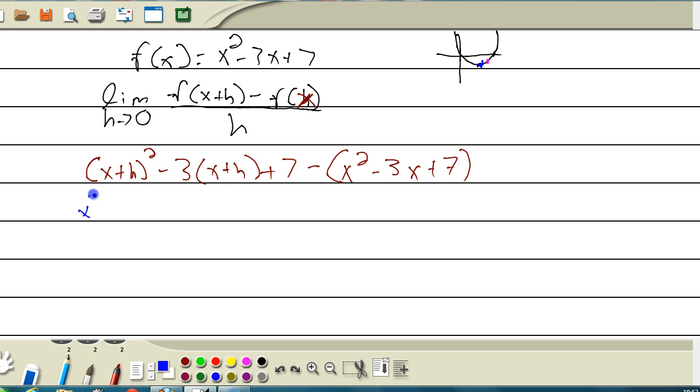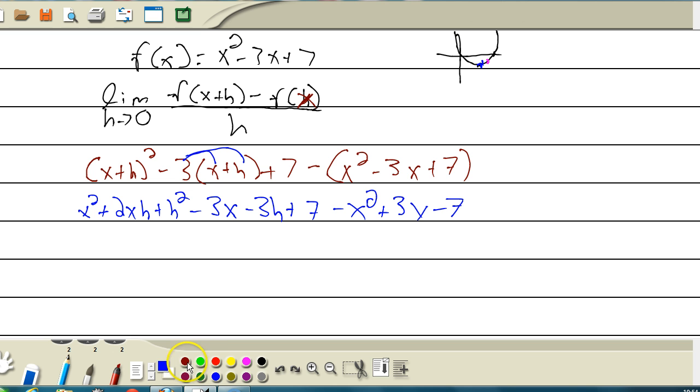Alright, so we're going to go ahead and square this. So we get x squared plus 2xh plus h squared minus 3x minus 3h plus 7 minus x squared. Now we have a minus and a minus, so that makes a plus. Then a minus and a plus makes a minus.